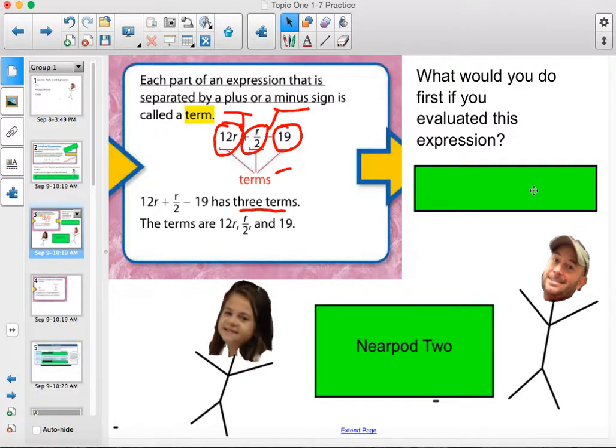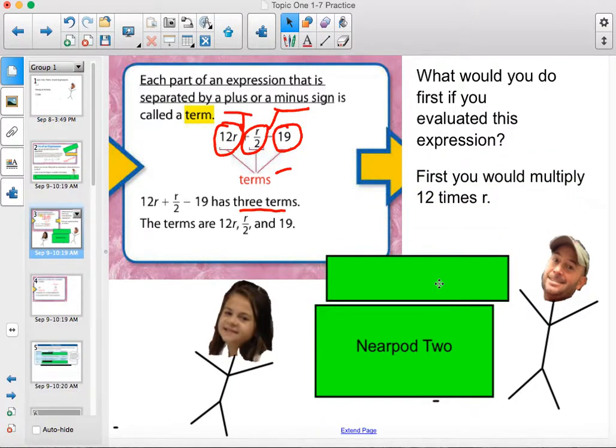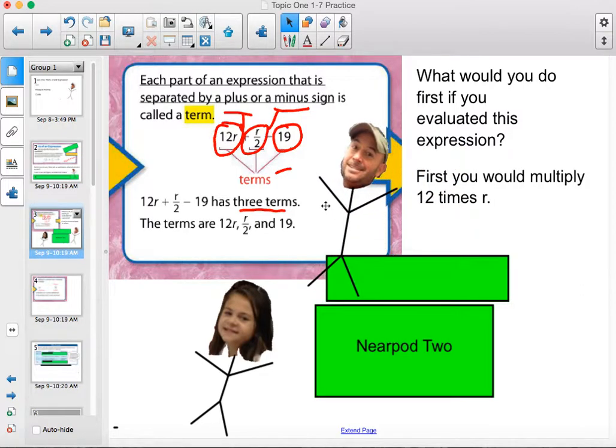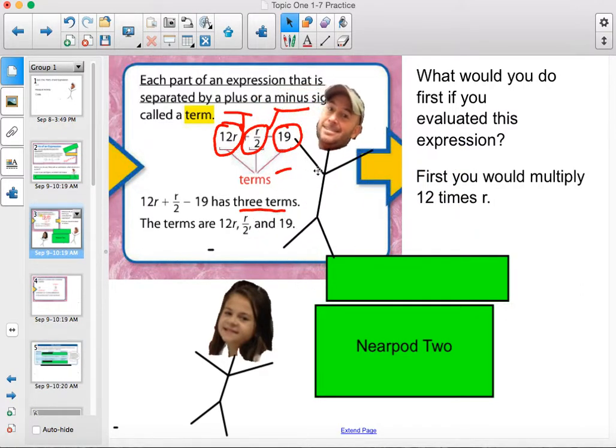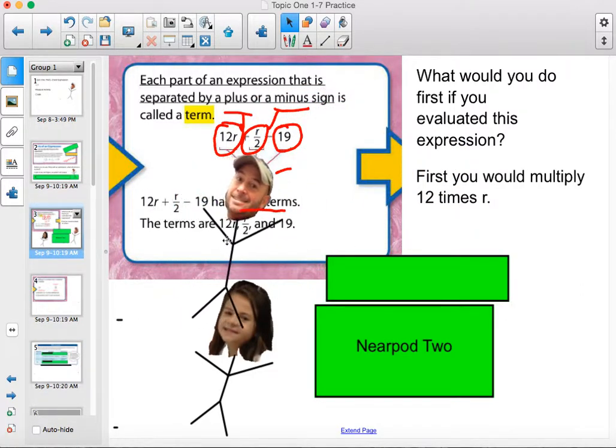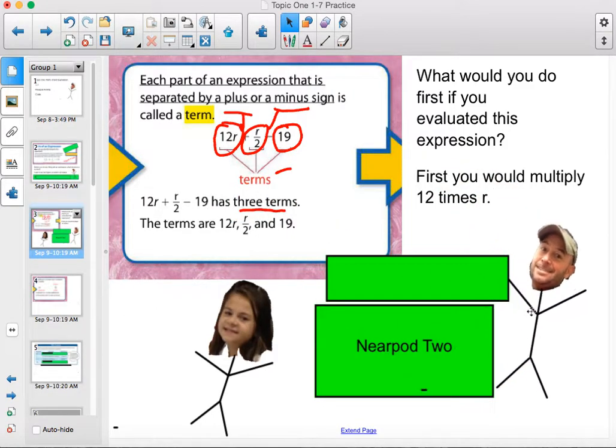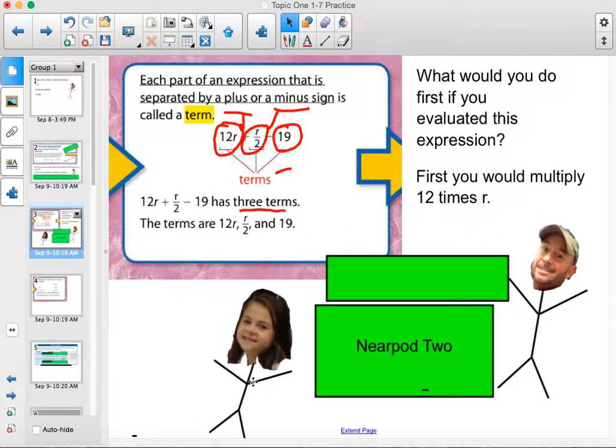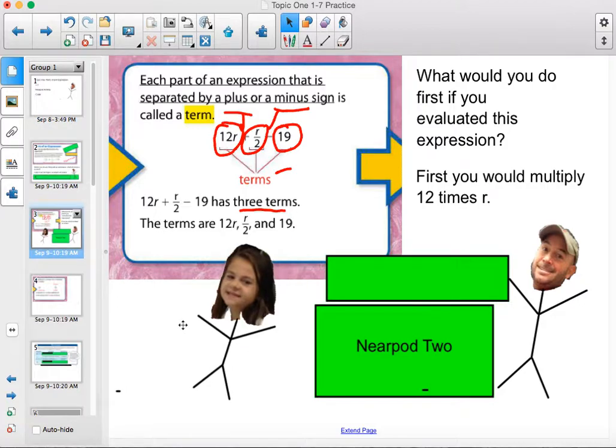Okay, in this expression, first you would multiply 12 times r because it comes ahead of anything else and there are no parentheses. Very good. Okay, I'll take them to the next slide.